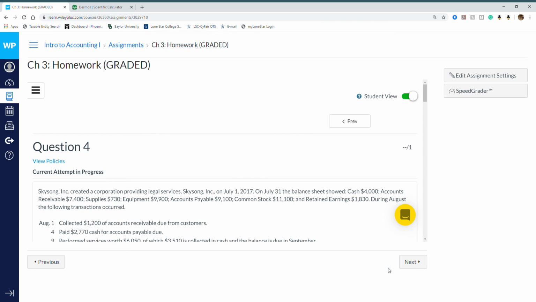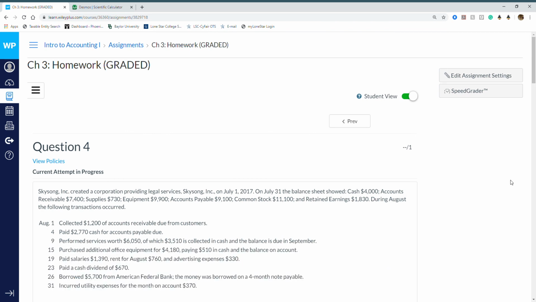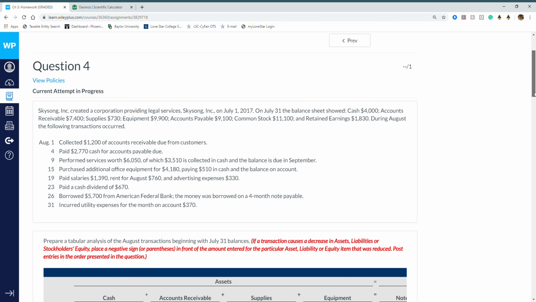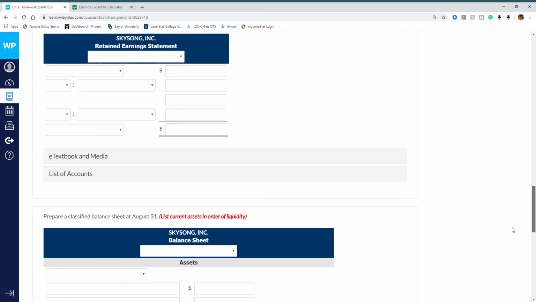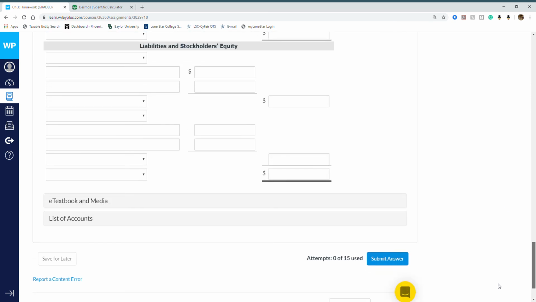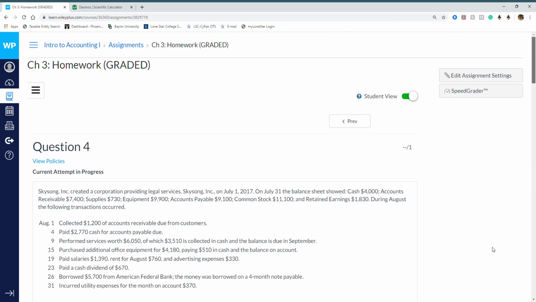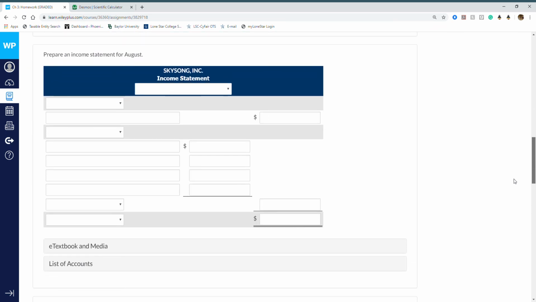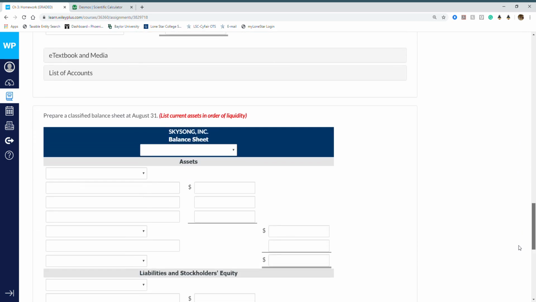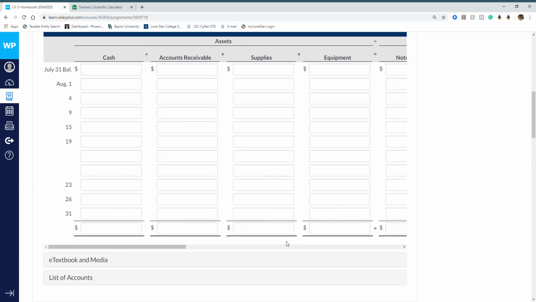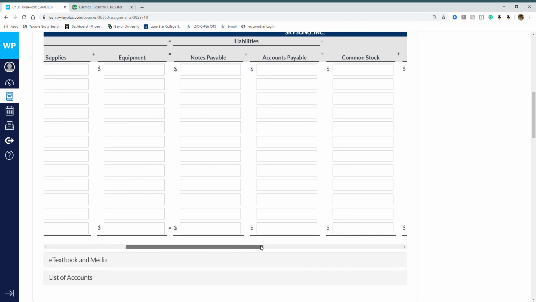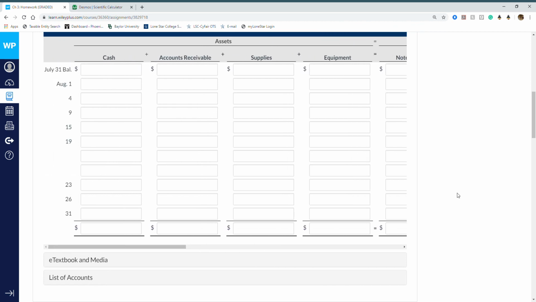Number 4, last question. Let's see what's going on here. So this question, again, we have August 1st. Okay, this is our summary. So we've already gone over pretty much everything here. The only thing that's different is you have 2 liabilities. So we do have 2 liabilities that are probably stated out for us. Probably notes and accounts. Yep.